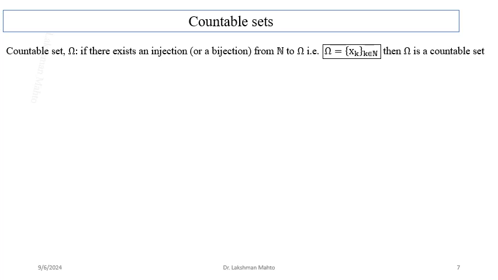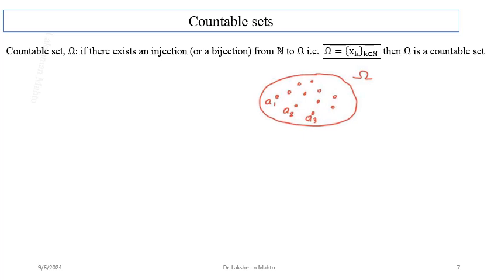So what is the meaning of a countable set? If you are able to come up with a simple injection or bijection map from natural numbers to that set omega, then that means you are able to write that set in sequence form. Your omega is equal to some sequence. Omega is the sample space. So if omega is equal to some sequence, then you say that omega is a countable sample space or countable set.